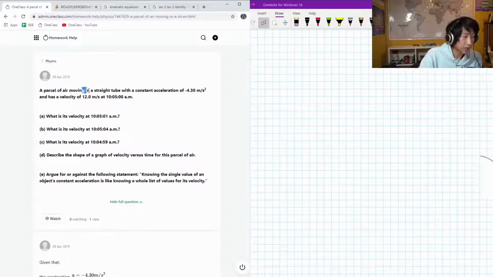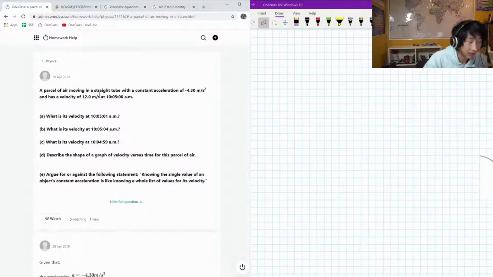So it is moving in a straight tube with a constant acceleration of negative 4.3 meters per second squared, and has a starting velocity of 12 meters per second at 10:05 a.m. I'm going to assume that's 10 minutes 5 with 0 seconds. And so the first question is, what is the velocity 1 second later?